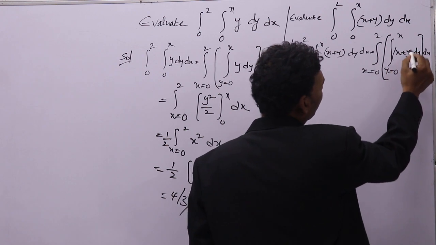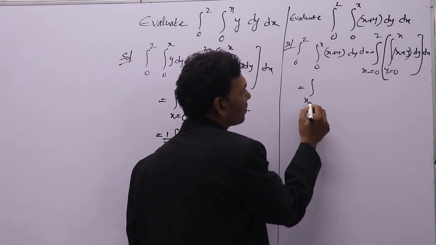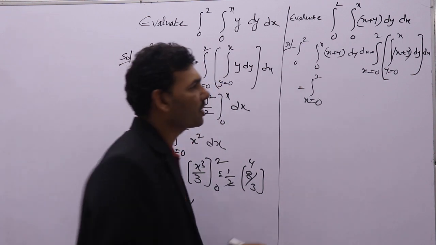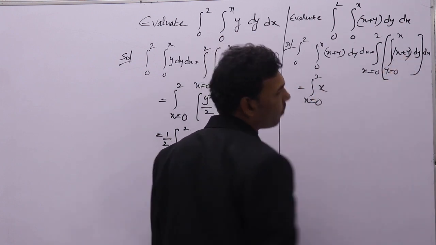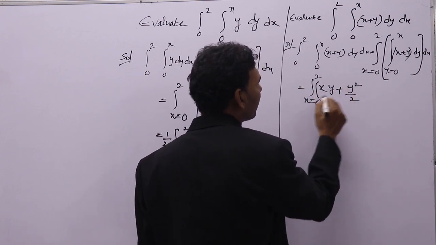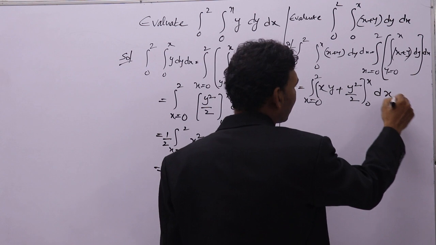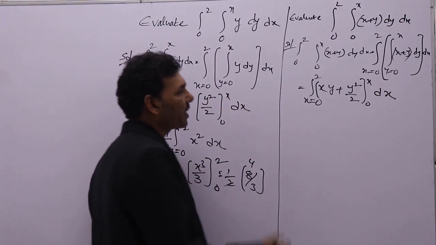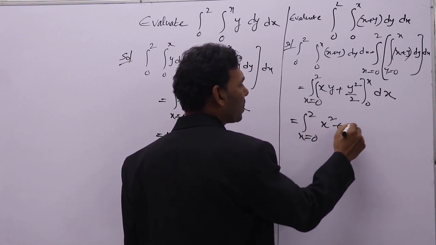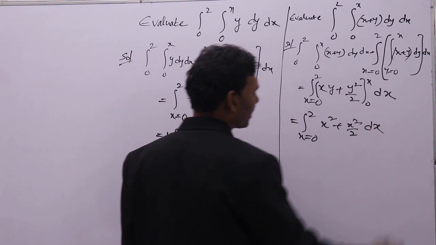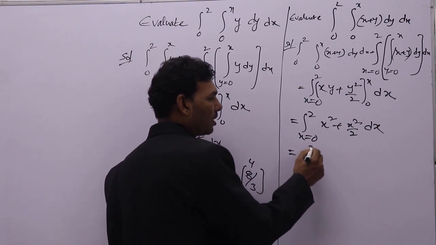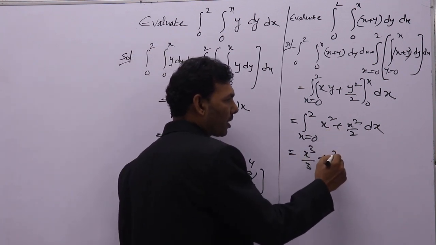First integrate with respect to y, because y limits are in terms of x. If you integrate with respect to y, don't integrate x, treat x as constant. Integral 1 dy is y, plus integral y is y square by 2, limits from 0 to x, dx. Now write x in the place of y. If you write that, x into x square plus x square by 2, dx. Now integrate with respect to x.